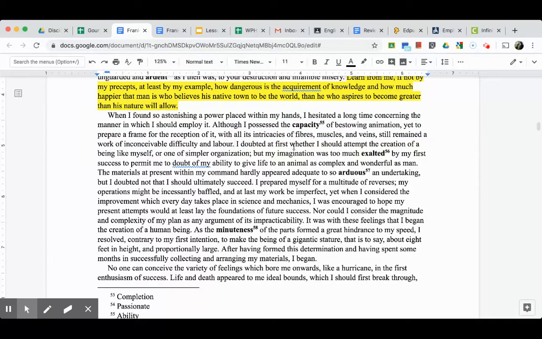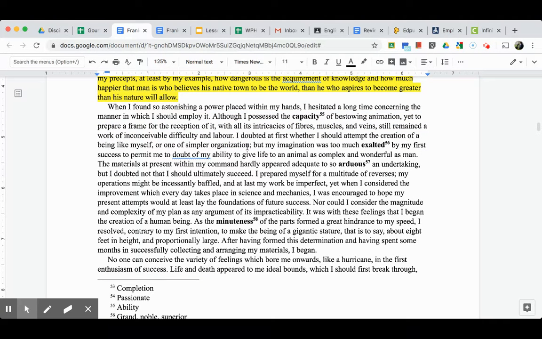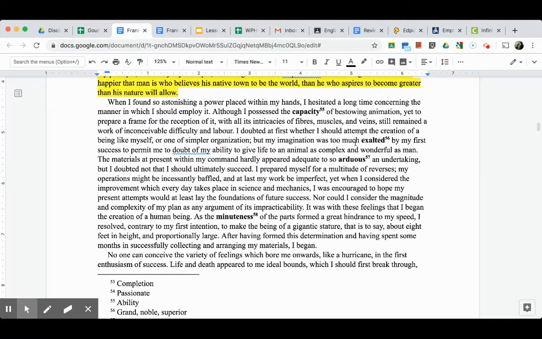"I doubted at first whether I should attempt the creation of a being like myself, or one of a simpler organization. But my imagination was too much exalted, or too high, by my first success to permit me to doubt my ability to give life to an animal as complex and wonderful as man." So maybe he should have started with a simpler organization like a toad or even just like a block of cells, something like a bacteria. But he decides, because he's so cocky, I'm going to go for the most complex animal. I'm going to try to create man.